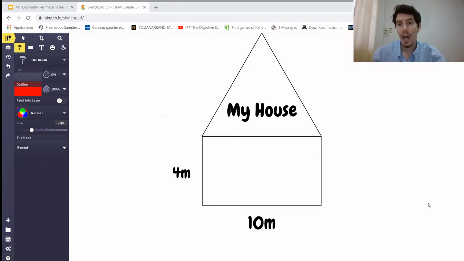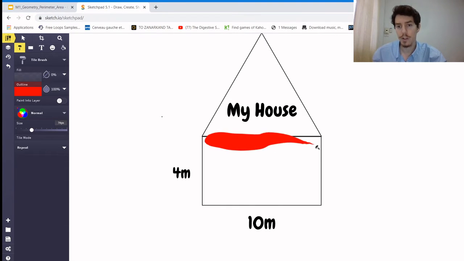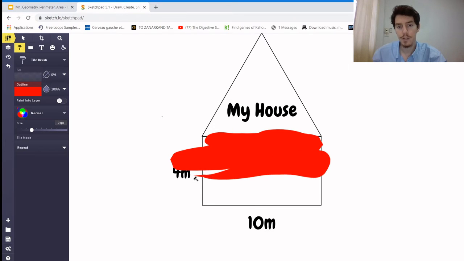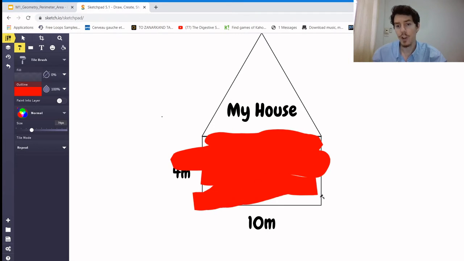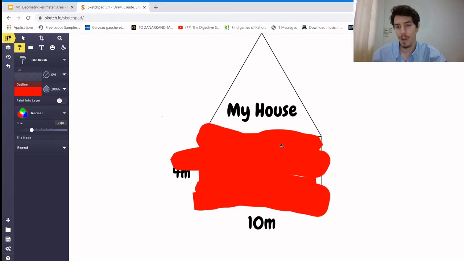Alright, so to paint my house, I have a brush. You know, the brush is what we use to paint the wall, right? So let's try to paint my house. Whoops. So I'm a very bad painter. That's why I chose to become a math teacher. Okay, but let's say, that's good enough.